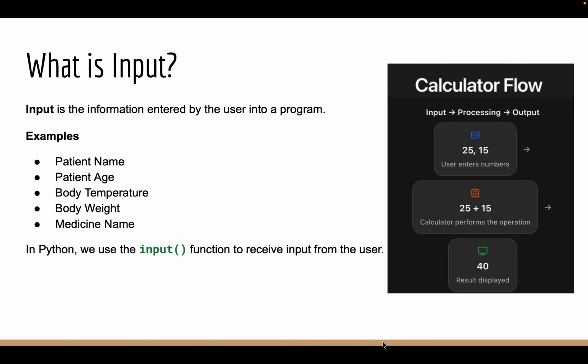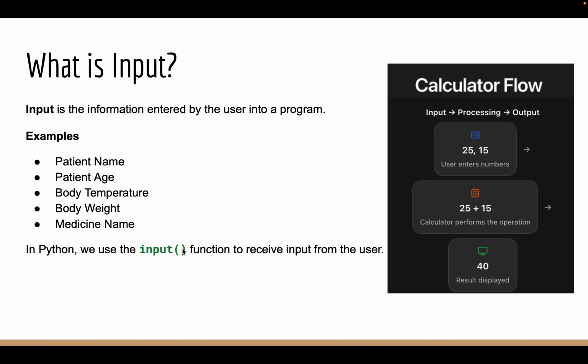When we use a calculator, we enter numbers on the screen using the keypad of the calculator, and the numbers which we enter in the calculator are what is called input here. With those numbers there will be some backend operations and the result will be displayed on the screen of the calculator, and the displayed result is called the output. So in Python, input is the information entered by the user into a program.